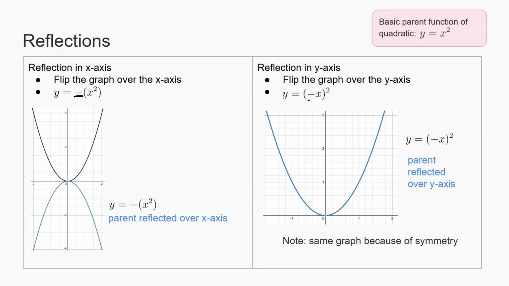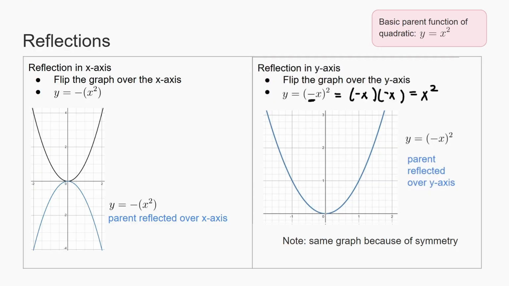In this case, the negative is on the inside, which cancels out because negative x times negative x is equal to x squared, which is the exact same as our parent function. So here the graph is in blue, but it's also the same graph as the black one. So the parent is reflected over the y-axis, but because y equals x squared already has y-axis symmetry, it looks the same and the reflection changes nothing.